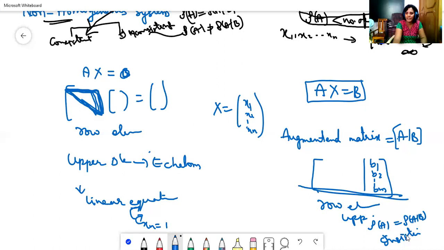If both are equal, consistent. Consistent means you write it again in linear equations form and substitute; the last equation has only a single variable. From that we get that value and substitute in the above equation, we get another value, substitute in the above equation, we get another value. That is the procedure for solving a linear system of equations, either homogeneous or non-homogeneous.